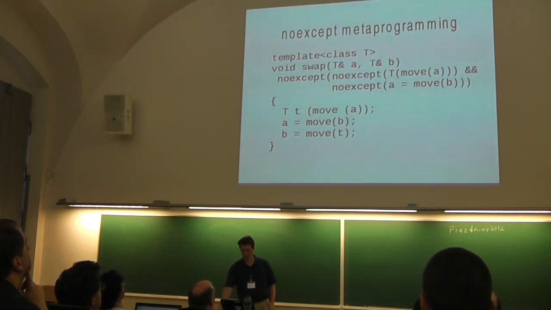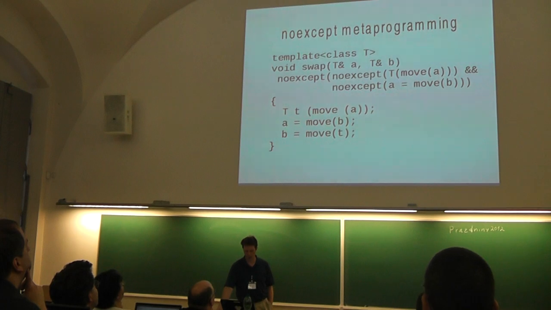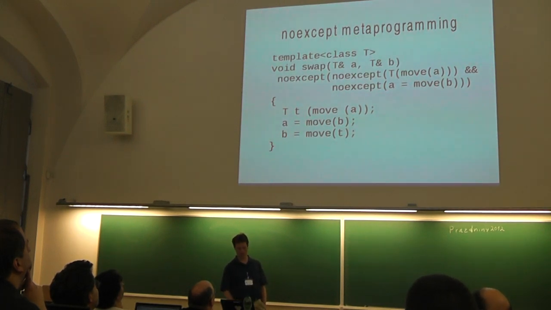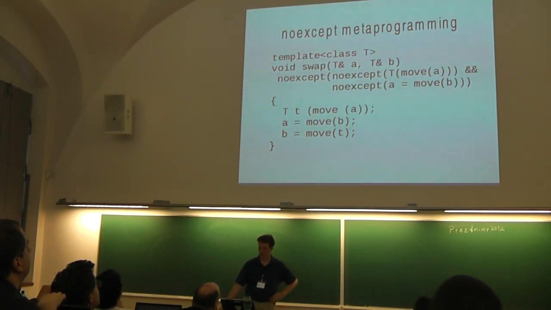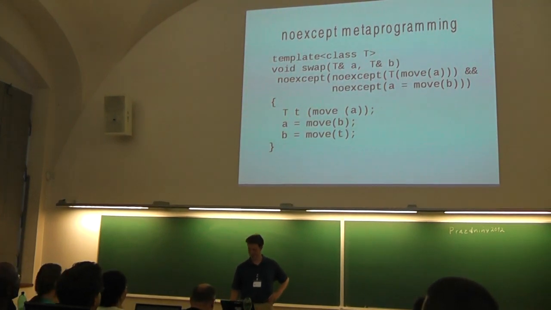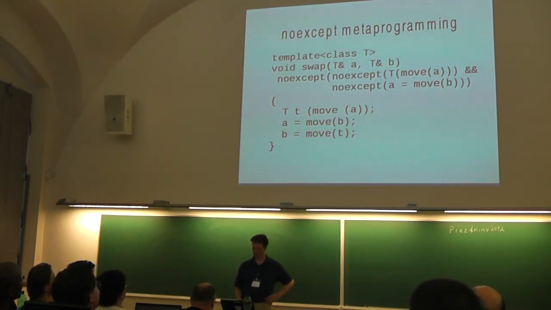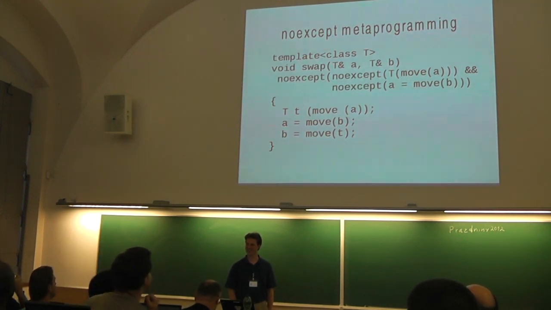And in templates, if you can't be sure that your function will be noexcept for all template parameters, you can write an expression argument to the noexcept specifier, and you can use the noexcept operator in that expression. So that's the arguments of exception.